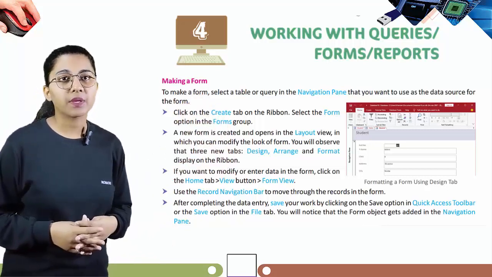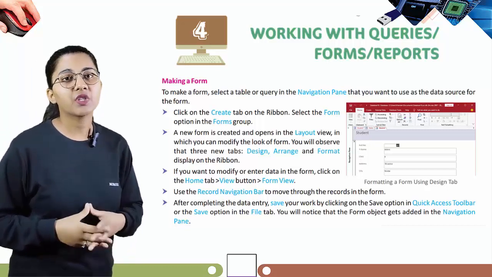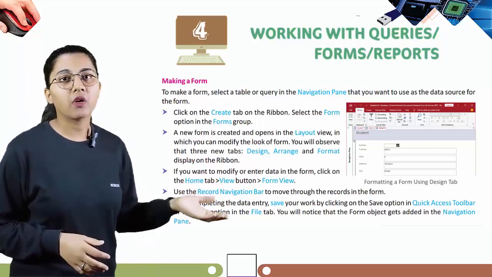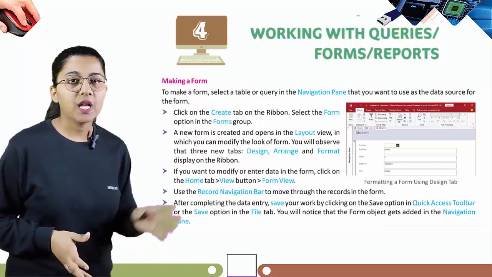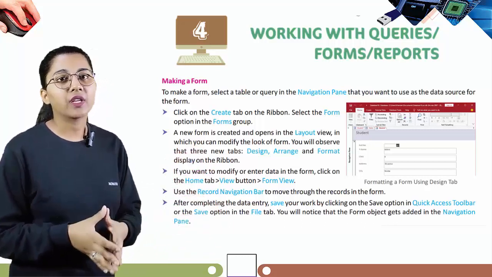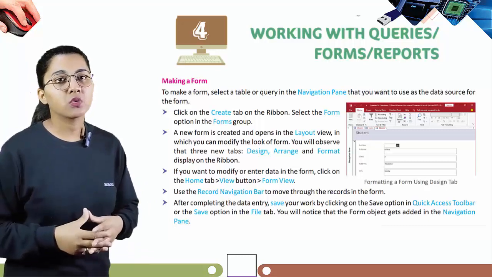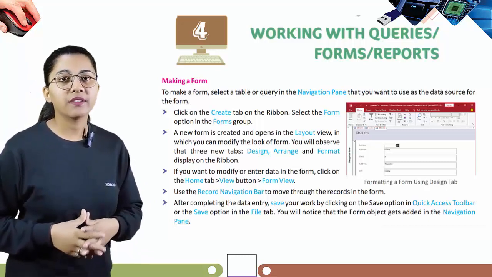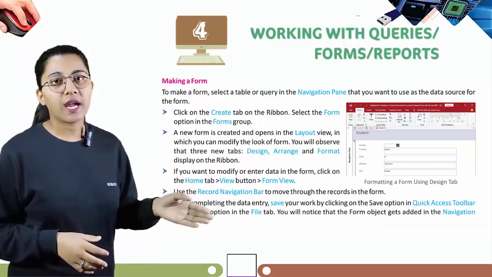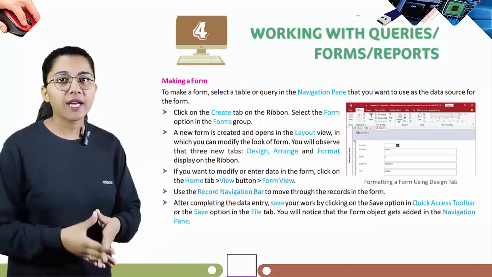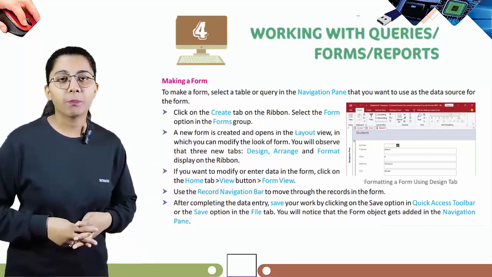Now our next step is to use the record navigation bar to move through the records in the form. Next, after completing the data entry, save your work by clicking on the Save option in Quick Access toolbar or the Save option in the File tab. You will notice that the form object gets added in the navigation pane.